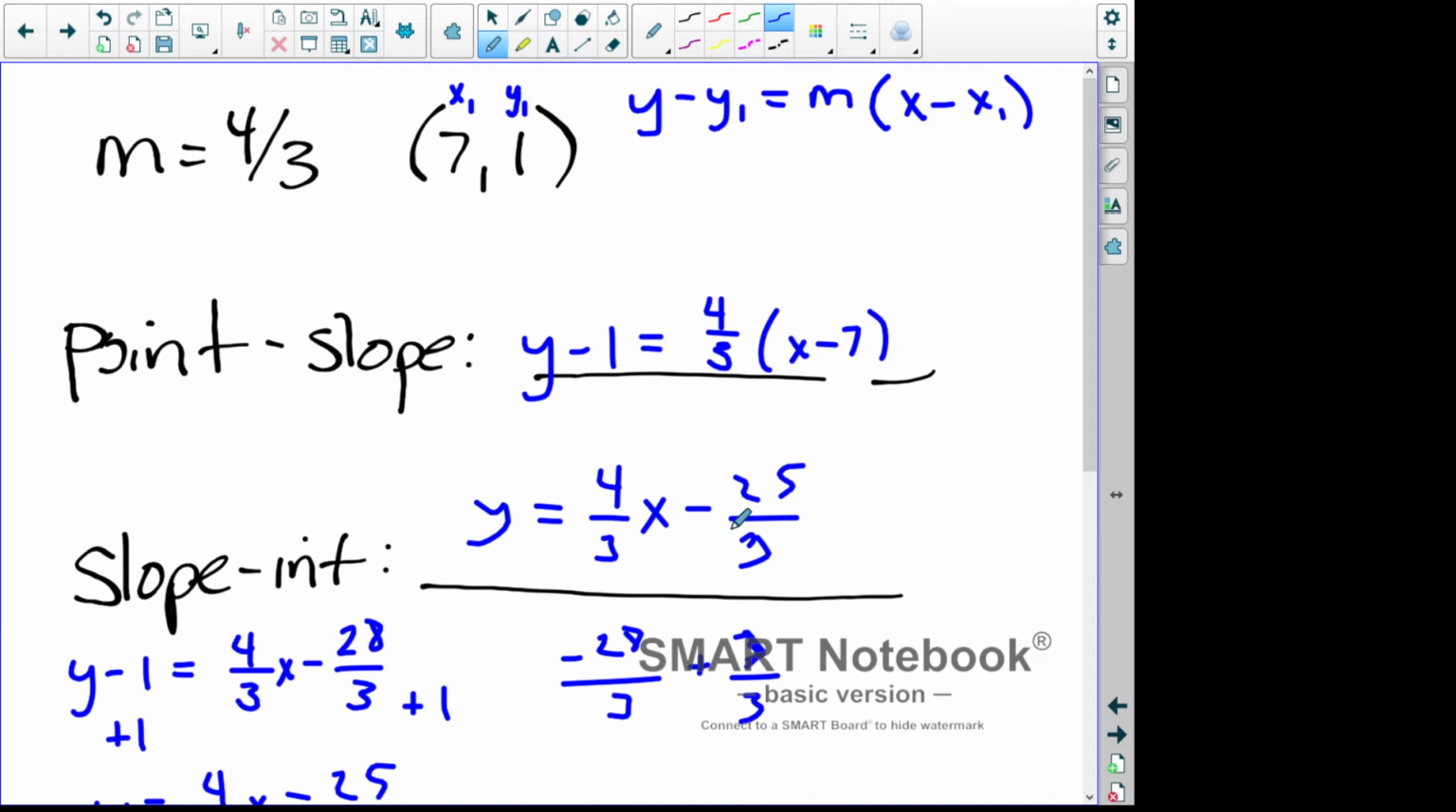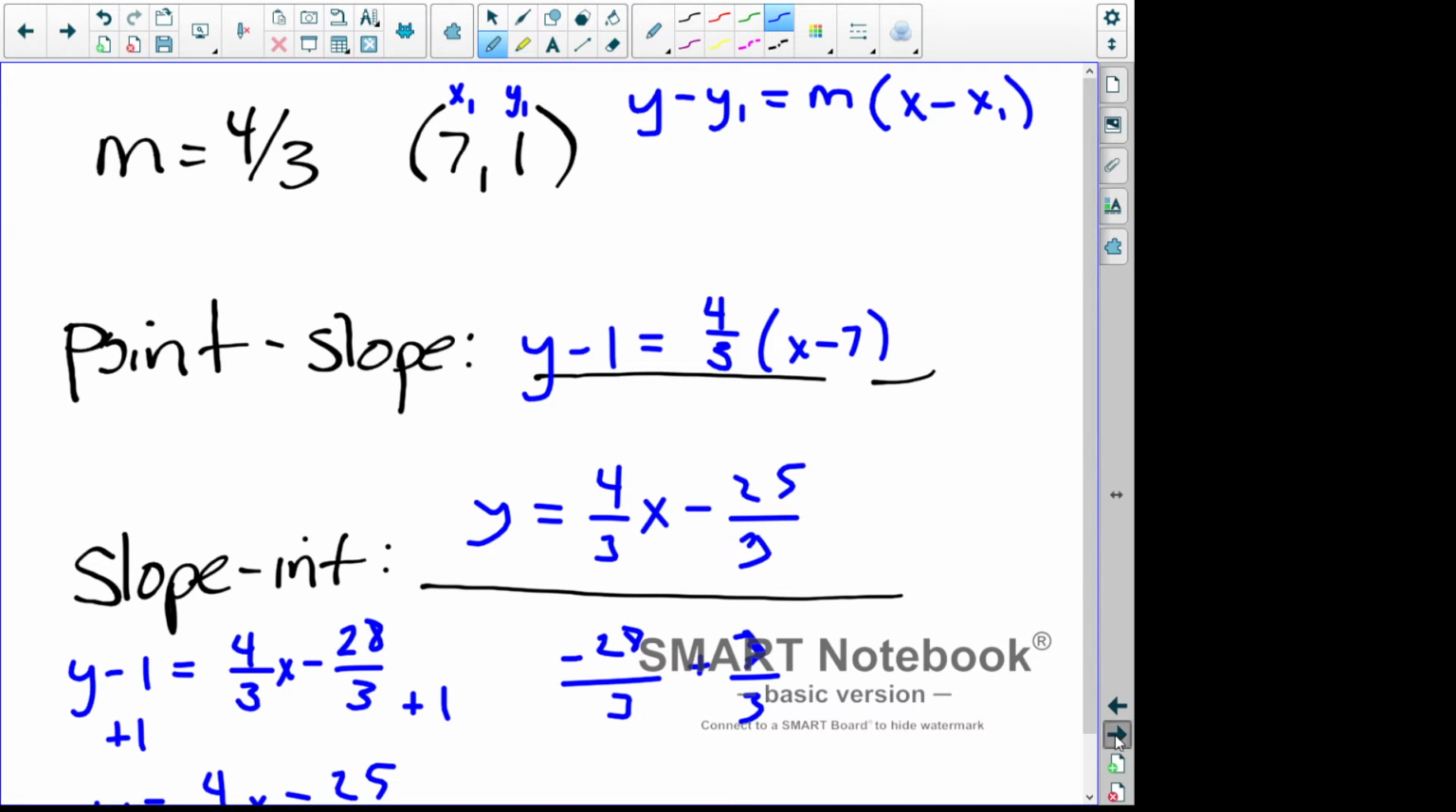And whichever way works better for you is what's best. Whatever makes sense in your head. If you like the y equals mx plus b and substituting and solving for b, that's great. Do it that way. If you like the point slope form, right, you can use that as a starting point and then just kind of quickly rearrange things to get it into slope intercept form.